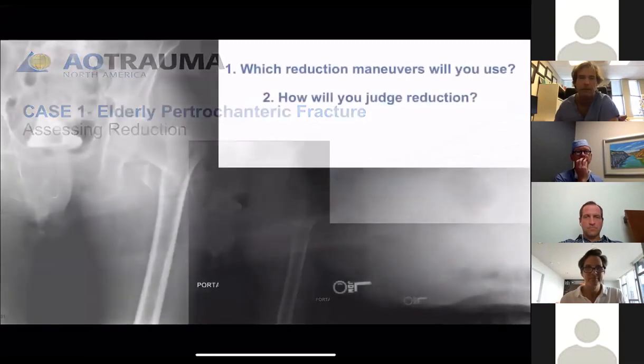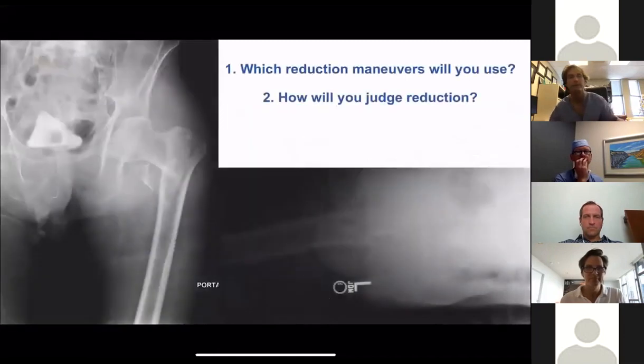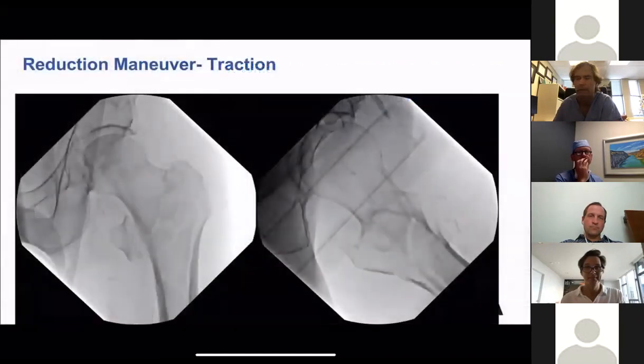So here's a proximal femur fracture in an elderly patient. This is the one I showed you at the very beginning. I didn't know this was going to be a puffball, right? And that's one of the things I'm going to talk to the faculty about. But what would you do? What would your plan be for reduction maneuvers at the beginning of this procedure? And how are you going to judge your reduction? So you already figured that out. That was something you wrote down at the beginning. And so I want to show you what happened.